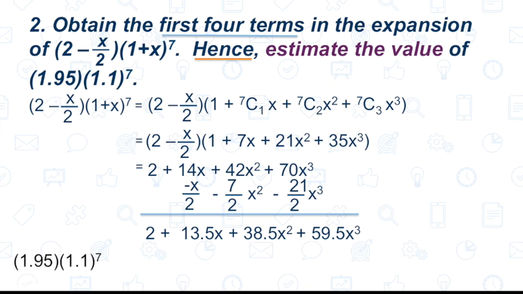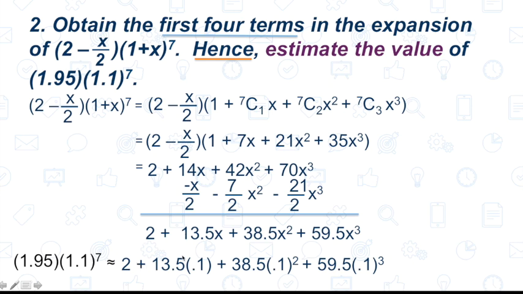So if x is 0.1, then we need to use the first 4 terms to get the estimated value. So all we need to do is just plug in 0.1 to x in this expansion, and this is what we're going to get. So 2 plus 13.5 times 0.1 plus 38.5 times 0.1 squared plus 59.5 times 0.1 cubed. All right. And by the way, this notation is the approximation notation. We can use that. And the answer is 3.7945. So once again, any answer that is different from this will definitely be marked wrong.